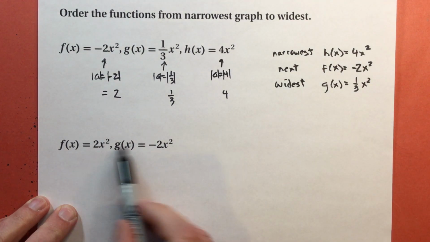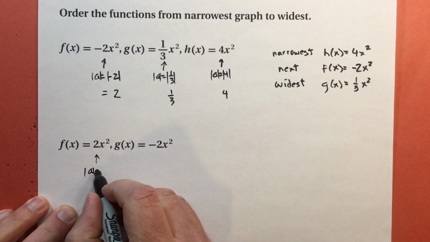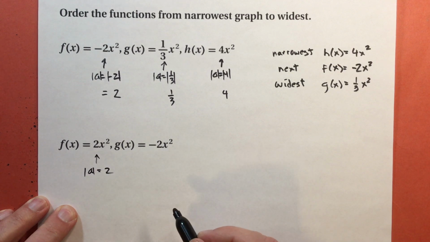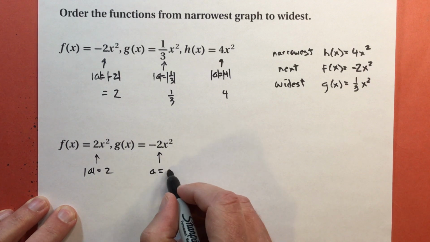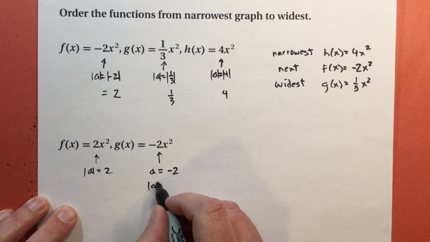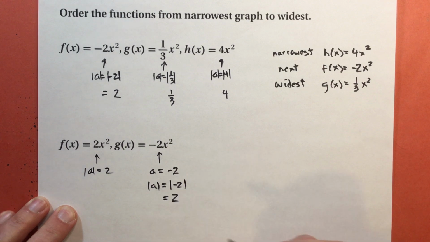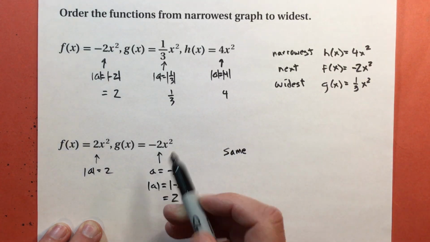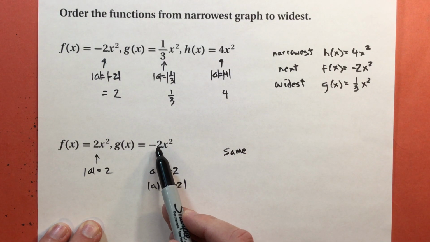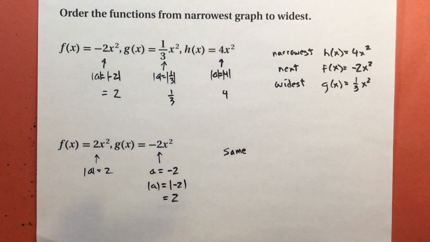So in this example, I've only got 2. So for this one, my a, or absolute value of a, equals 2. And for this one, my a is going to be negative 2, so the absolute value of a is the absolute value of negative 2, which also equals 2. So these two graphs are the same, the only difference is that one is flipped vertically from that one, but they are exactly the same width, W-I-D-T-H.